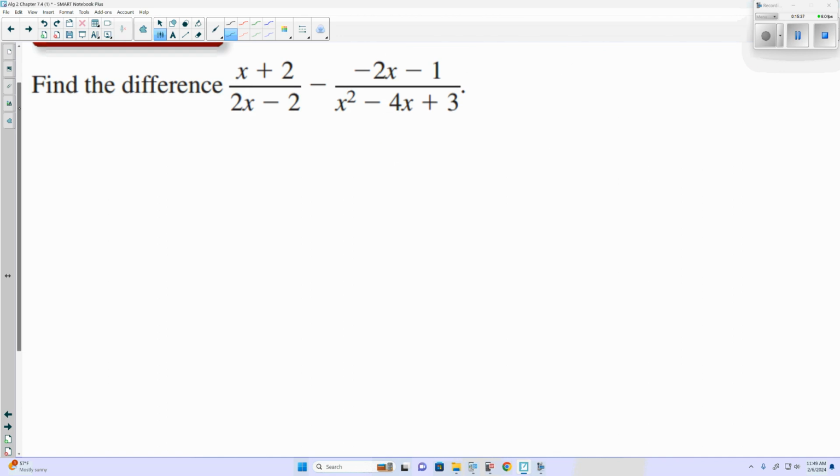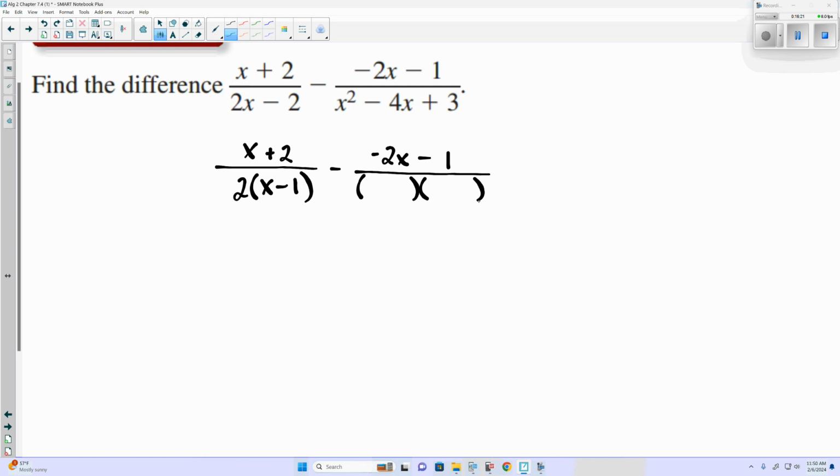Find the difference. And again, the first thing we need to do before we find the difference, before we add or subtract or do anything else, we need to factor all the denominators. We don't have to worry about the numerators, but we do need to factor each denominator. And when we factor, we look for greatest common factor first. 2x minus 2 has a greatest common factor of 2. Because if I factor the 2 out of 2x, we have x. When I factor the 2 out of 2, we have 1. So we get 2 times x minus 1.